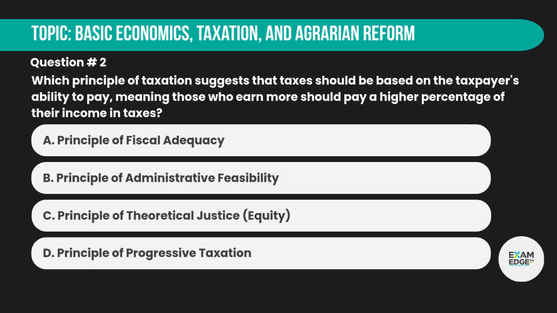Question number 2. Which principle of taxation suggests that taxes should be based on the taxpayer's ability to pay, meaning those who earn more should pay a higher percentage of their income in taxes? A. Principle of fiscal adequacy. B. Principle of administrative feasibility. C. Principle of theoretical justice, equity. D. Principle of progressive taxation.